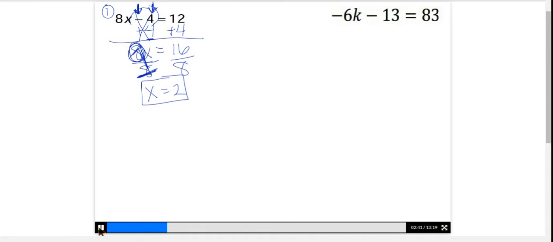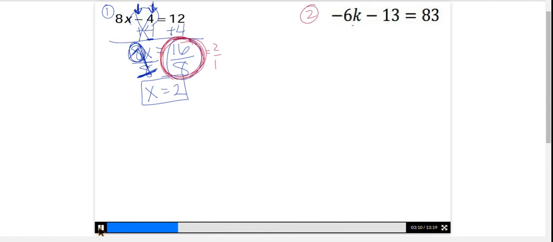You can also see right here, this kind of looks like a fraction, 16 over 8, and if I simplify it, I get 2 over 1, which is 2. So I can think about this division problem as a fraction, or this fraction as a division problem. All right, so let's look at the next problem, problem 2.